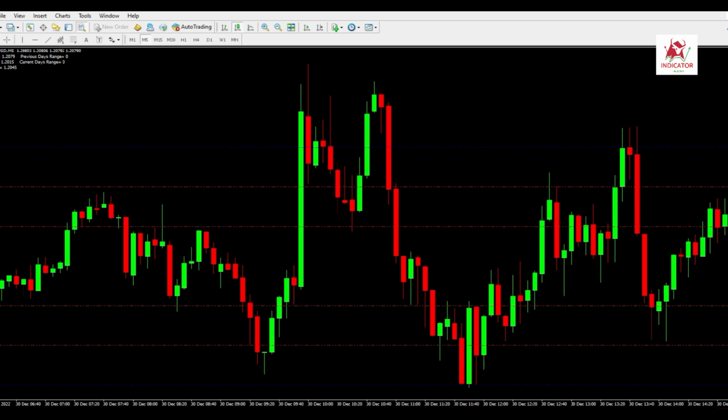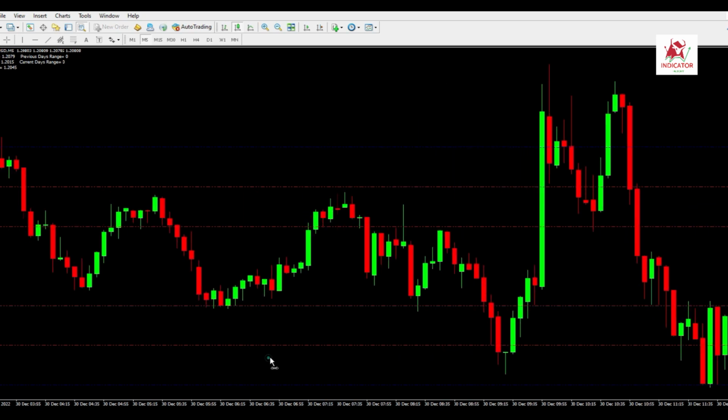The most important levels are L3, L4 and H3, H4. H3 and L3 are the levels to go against the trend, with stop loss around H4 or L4. While L4 and H4 are considered breakout levels, when these levels are breached it's time to trade with the trend.